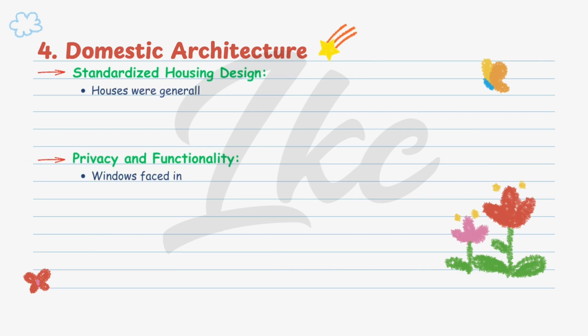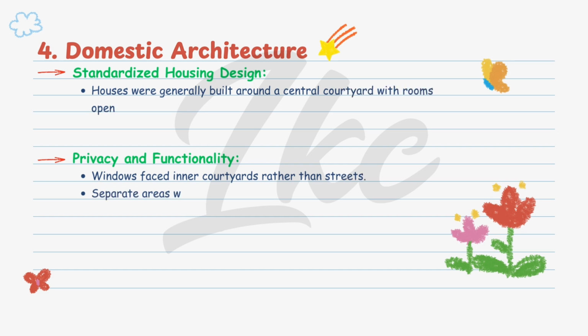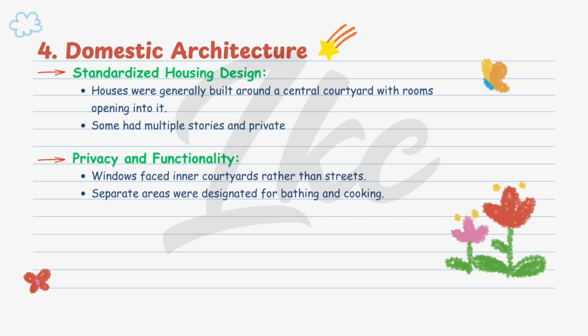4. Domestic architecture. Standardized housing design. Houses were generally built around a central courtyard with rooms opening into it. Some had multiple stories and private wells. Privacy and functionality. Windows faced inner courtyards rather than streets. Separate areas were designated for bathing and cooking.